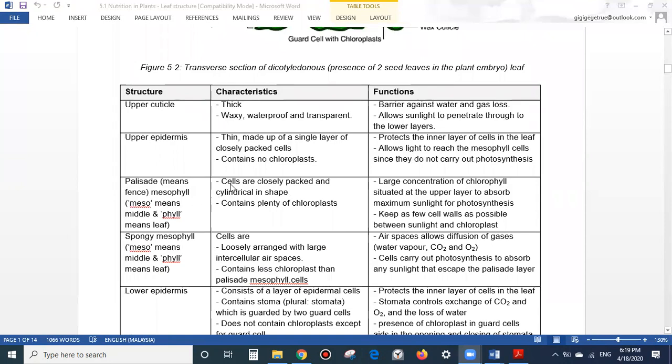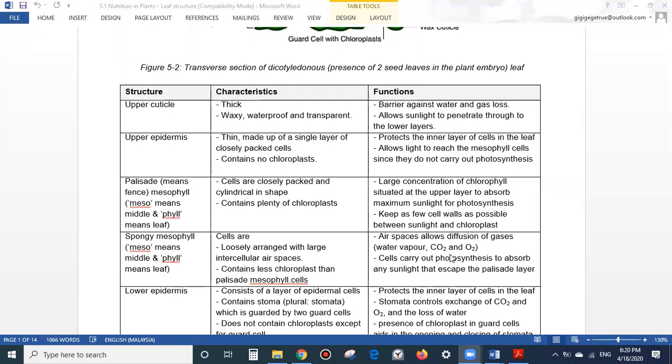Palisade is packed. It has cells that are closely packed in cylindrical shape and contains plenty of chloroplasts because this layer mainly carries out photosynthesis. Spongy contains air spaces. Why do you need air spaces? They are loosely arranged with air spaces. Why do you need air spaces? So that they can sort of breathe.